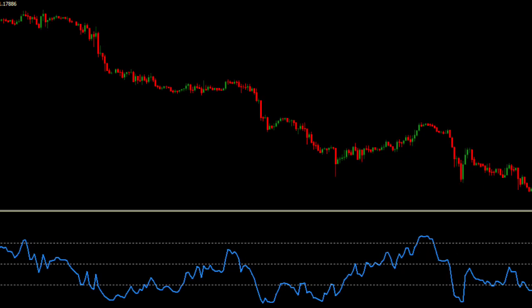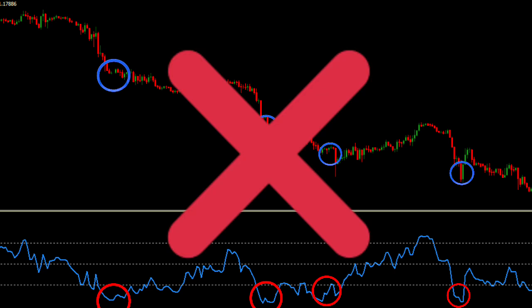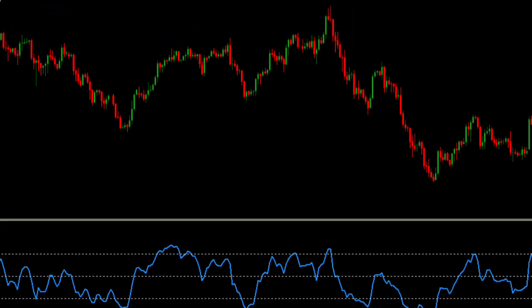But if the market is trending, forget those levels. In trends, RSI will stay extended. Instead, look for RSI divergences. For example, price makes a higher high, but RSI makes a lower high. That's a warning. It means momentum is weakening even if price is still rising.